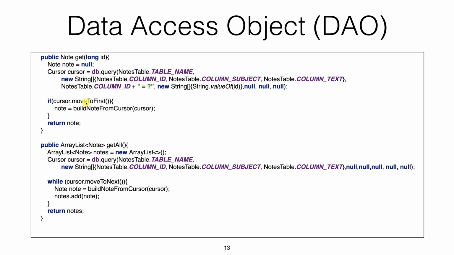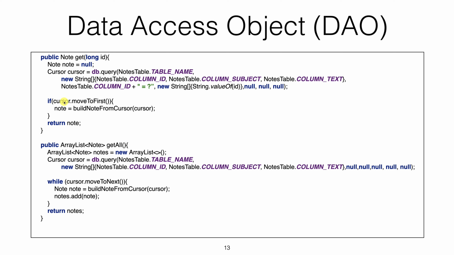So basically when you get a cursor, you can move to the first. The cursor comes back with one entry, for example, or multiple entries. The cursor is not pointing at the first entry, it's pointing before the first entry. When you tell it to move to the first, it moves to the first entry. If there is a first entry, that returns true. If not, it returns false.